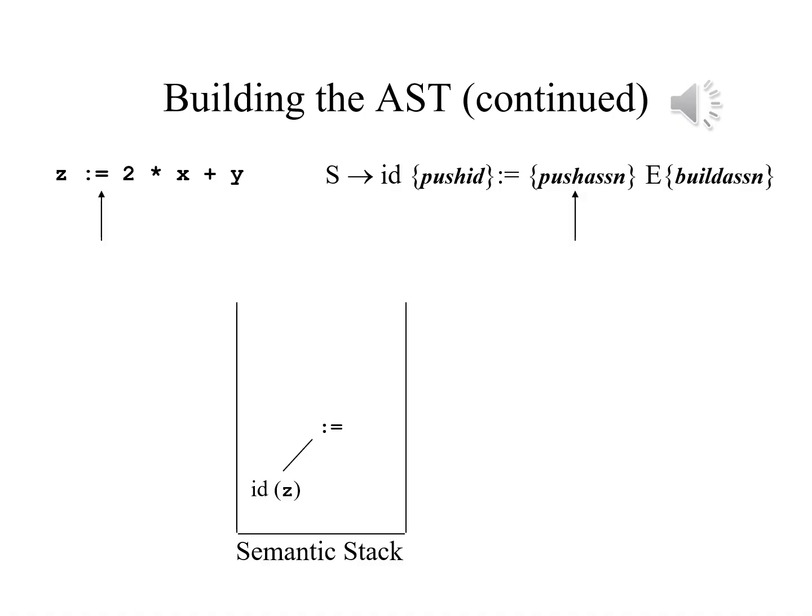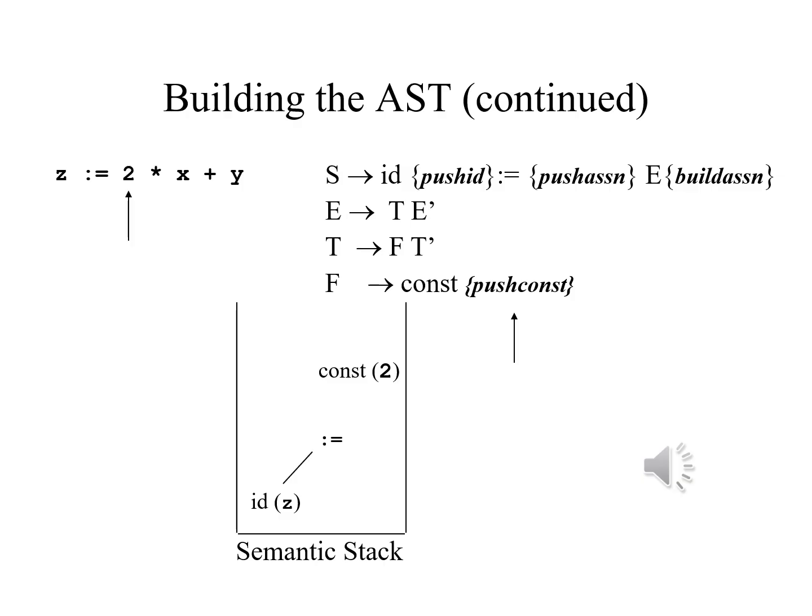After we reach the terminal assignment operator, we next encounter the action push assignment. This is not a push in the normal sense of the term. What we will do here is pop the identifier, add it as a left child to the node with the assignment operator in it, and that together will be pushed on the stack.